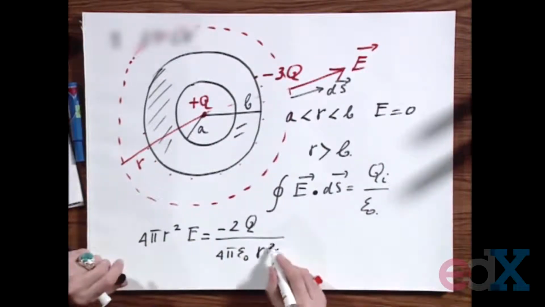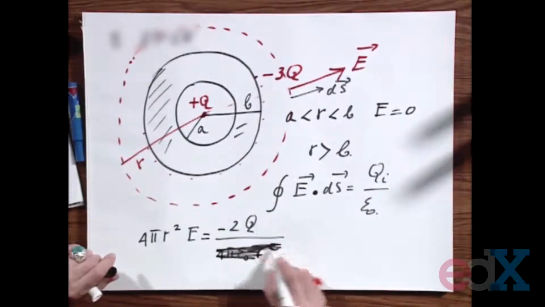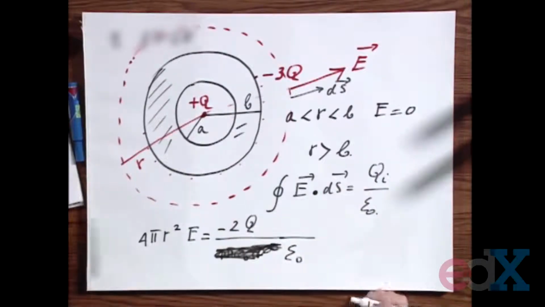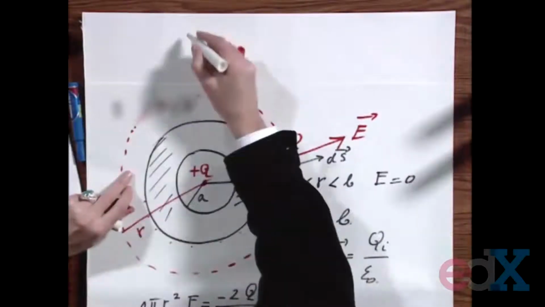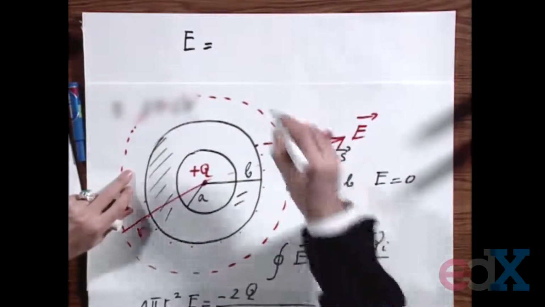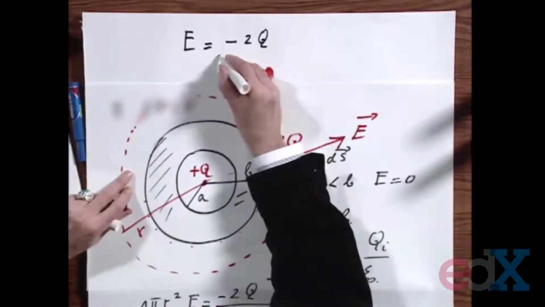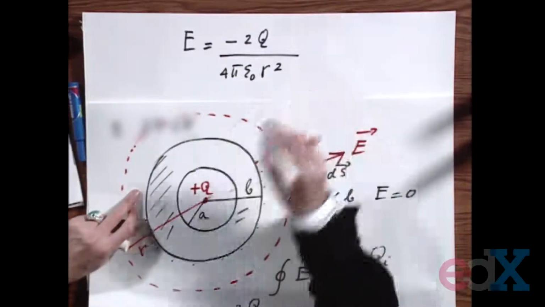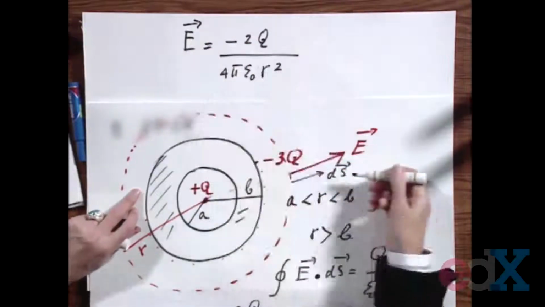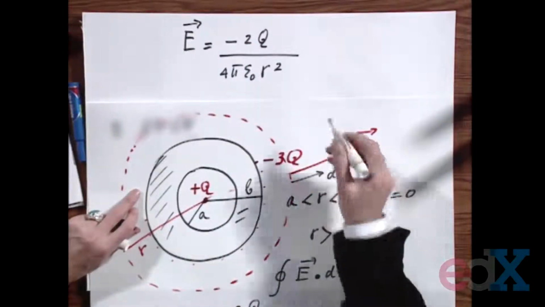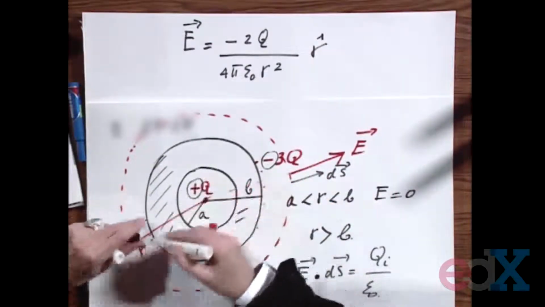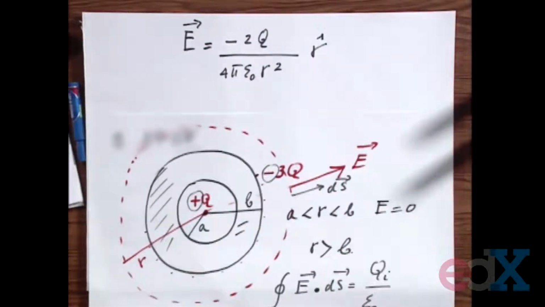I'm getting ahead of myself: total charge inside divided by epsilon 0. And so what do I find for the electric field? The electric field then becomes minus 2Q divided by 4 pi epsilon 0 r squared. And if you really want to get the direction right, this minus sign means that my assumption was wrong, so it's pointing inwards. So you can put an r roof here, which means this minus is winning over the plus, so the electric field is pointing inwards.